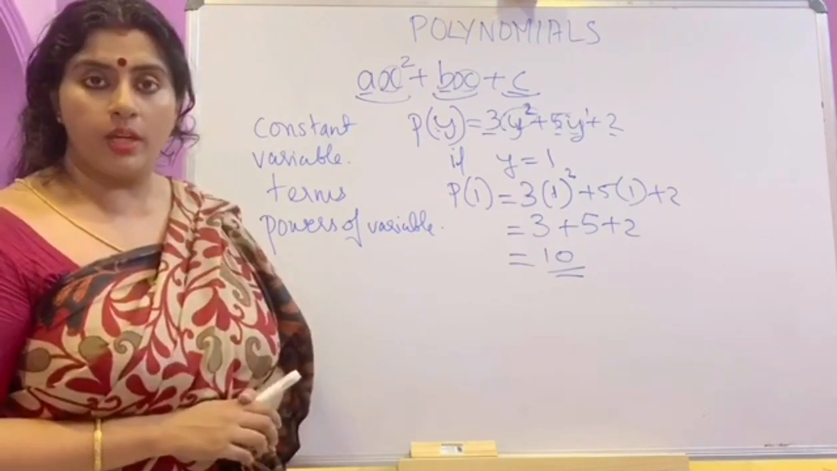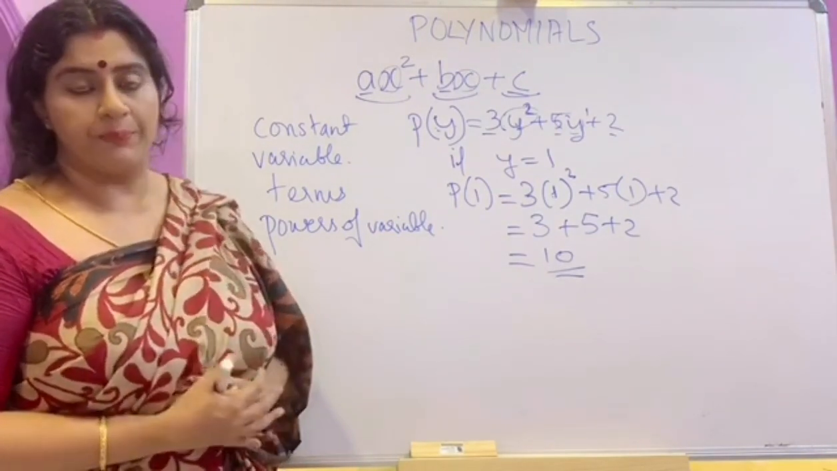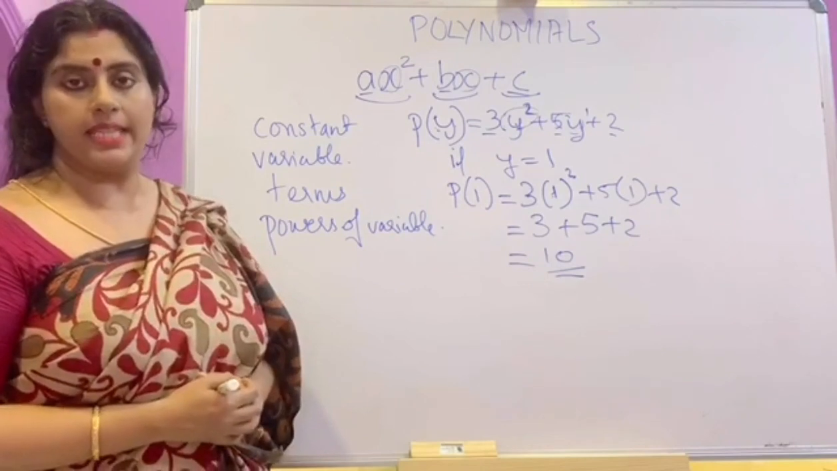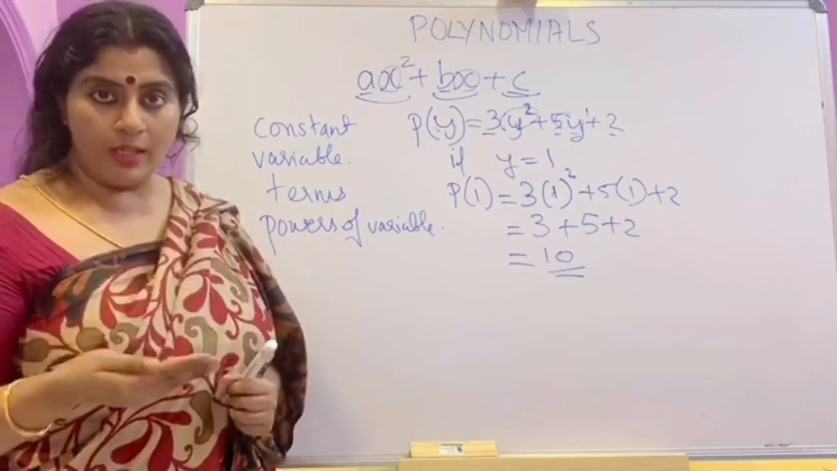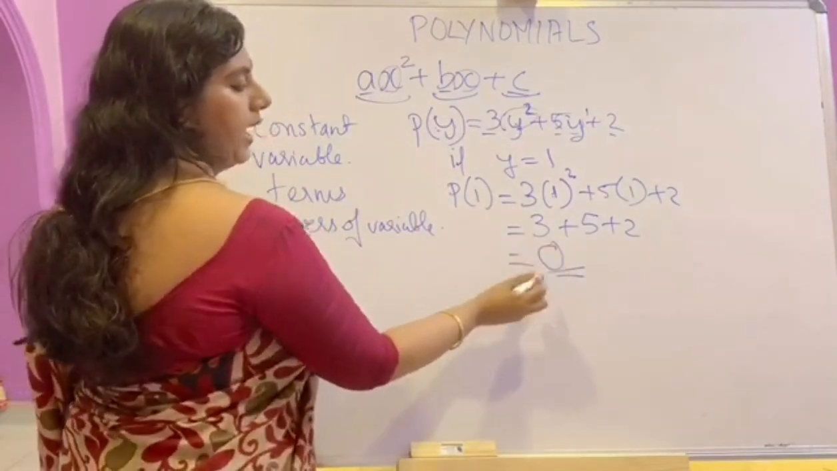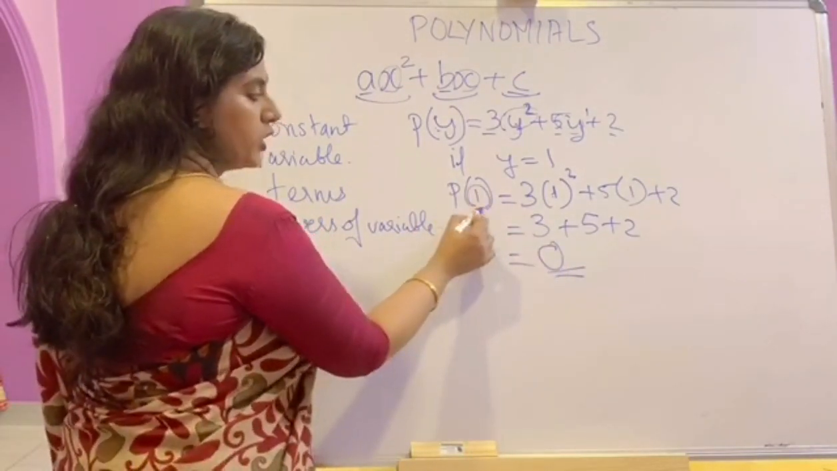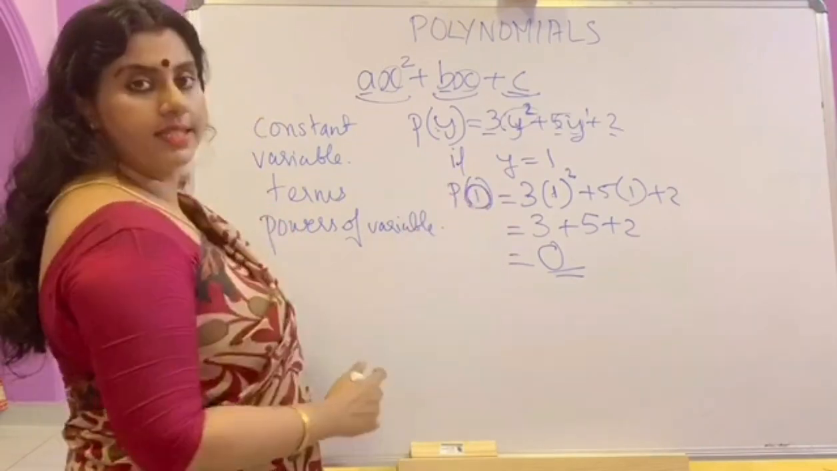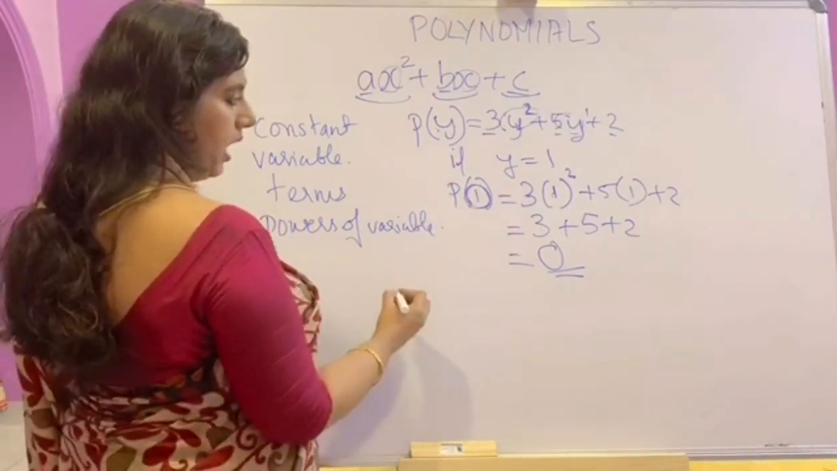Now what about the zero of the polynomial? The zero of the polynomial means, while substituting values, whenever you get the answer as 0, the value which you substitute here will be the zero of the polynomial. I will show you.